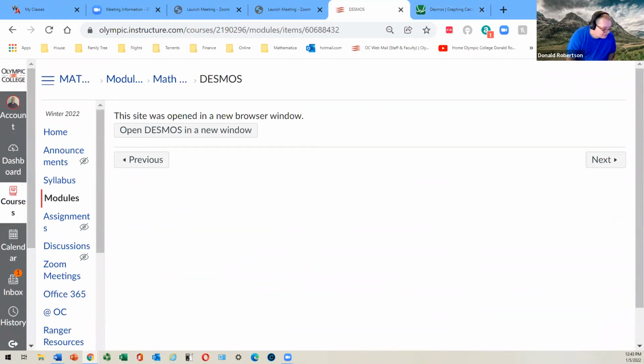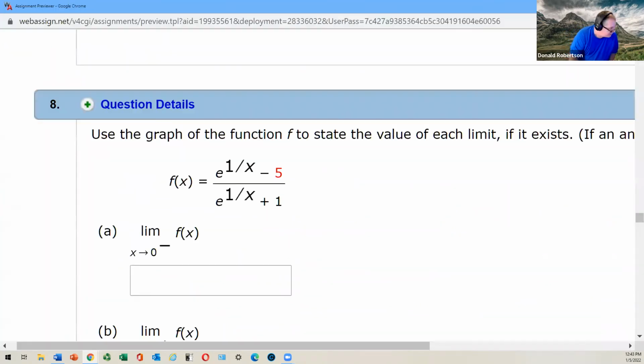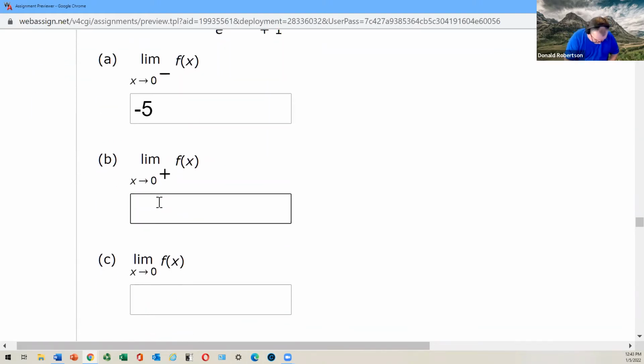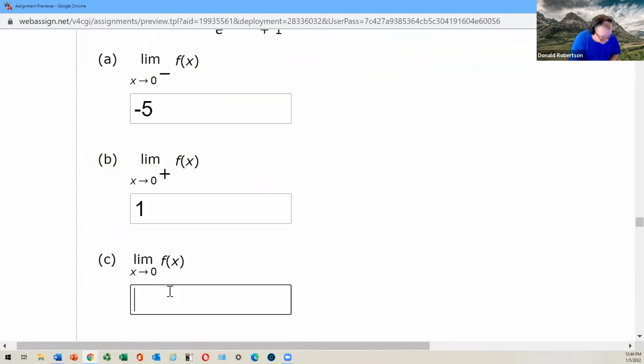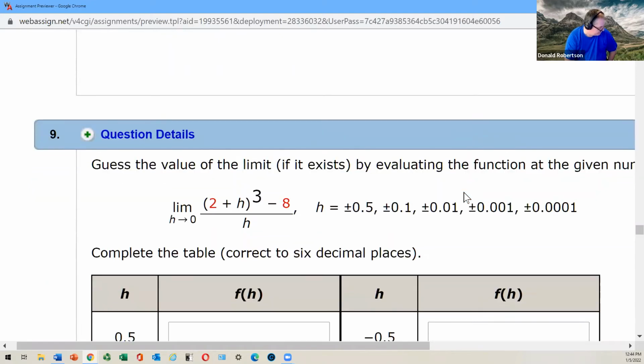Okay. So the left limit was -5. The right limit was 1. And the overall limit does not exist. Are we comfortable with that question now?